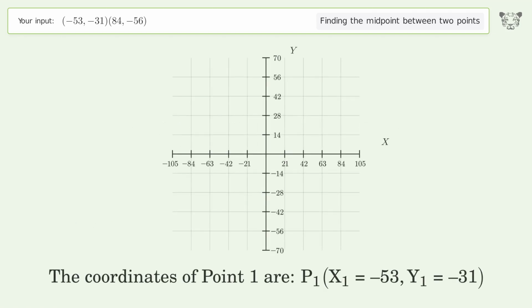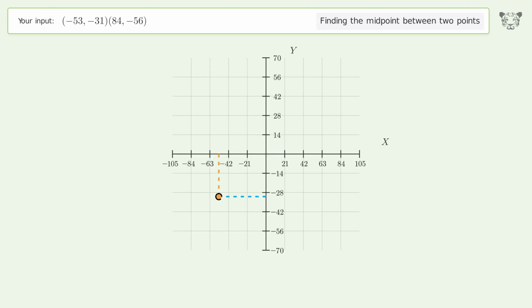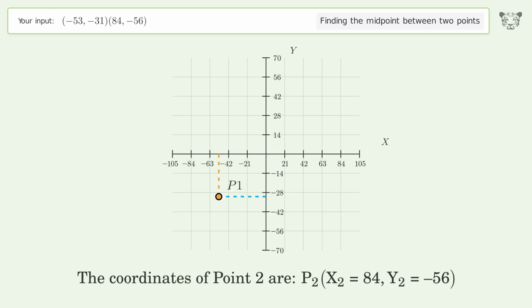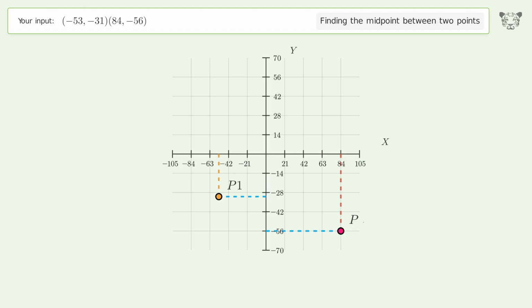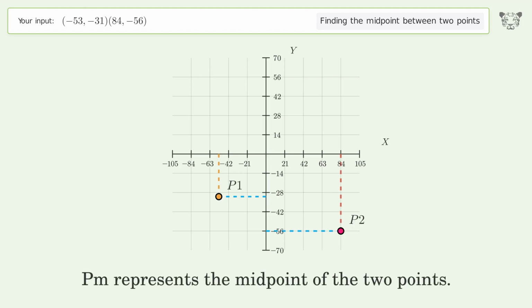The coordinates of point 1 are x1 equals negative 53, y1 equals negative 31. The coordinates of point 2 are x2 equals 84, y2 equals negative 56. PM represents the midpoint of the 2 points.